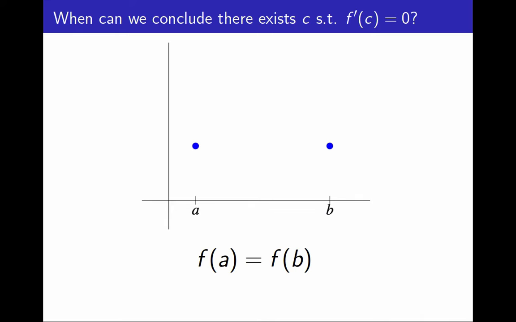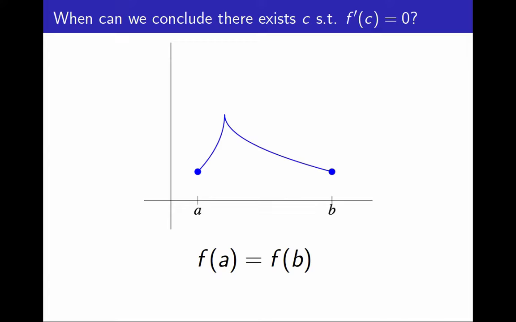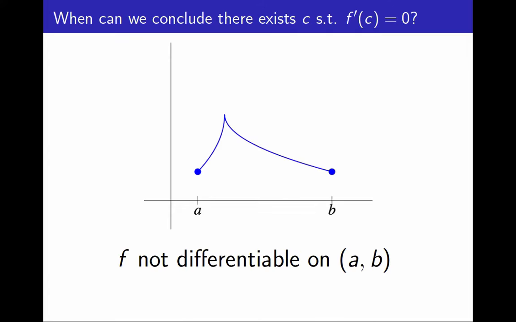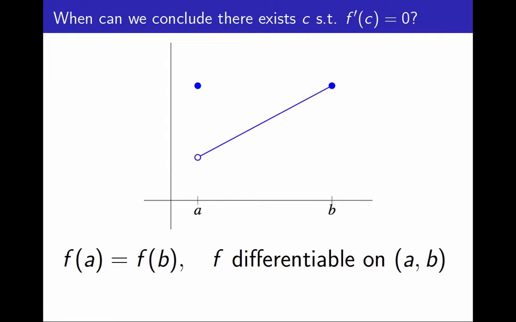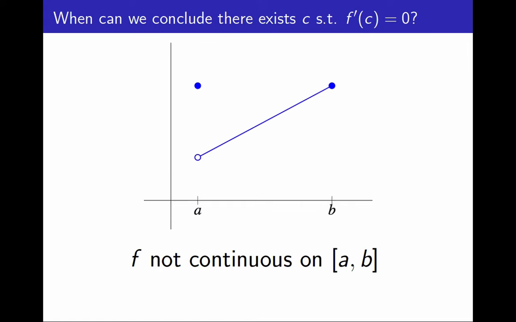It is there to try to force the existence of a local extremum. But it is not enough by itself. The function could have a local extremum at a corner, and the derivative could not exist at that point. In this example, this function is not differentiable on the interior of the interval. It fails the second hypothesis. Finally, even if the function is differentiable in the interior and it takes the same value at the endpoints, we could have this silly example. This function has a jump at an endpoint, it is not continuous, and it does not have any point with derivative 0.